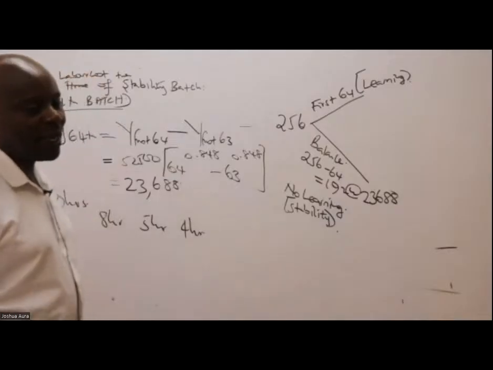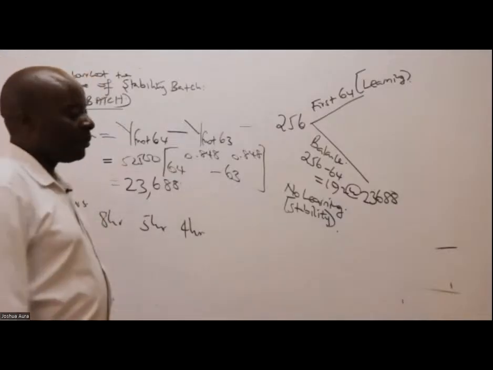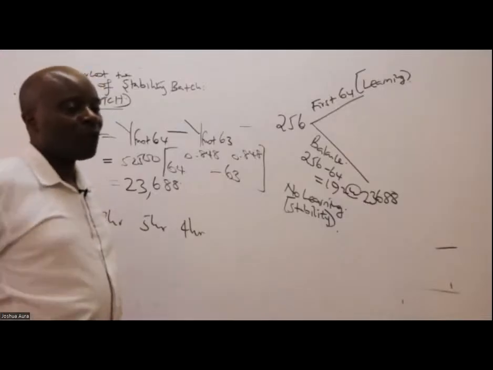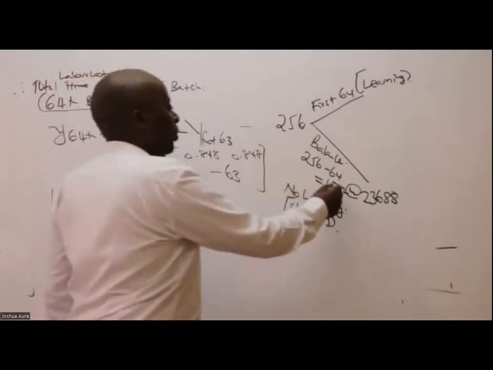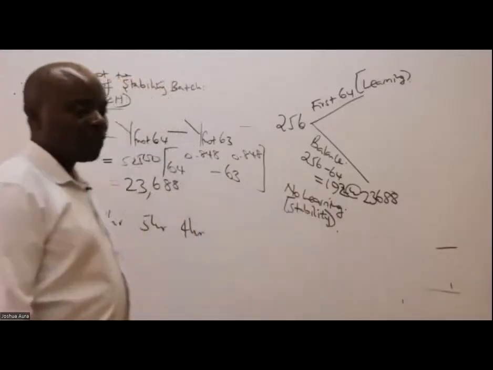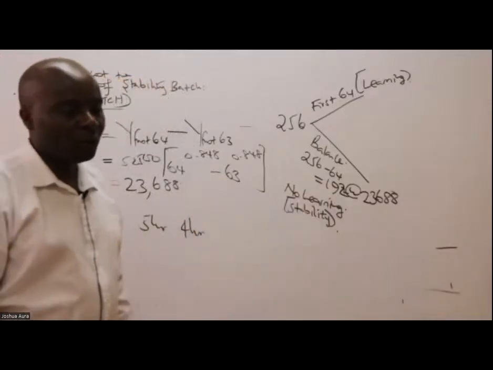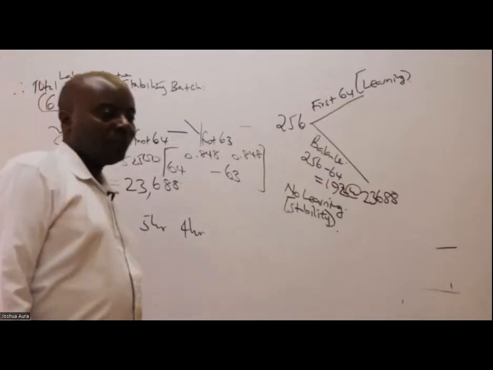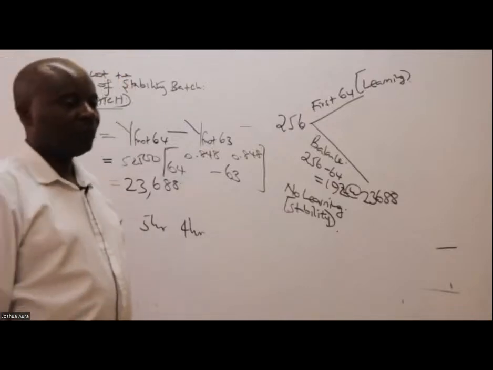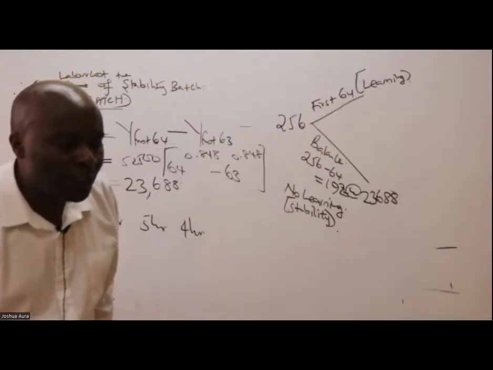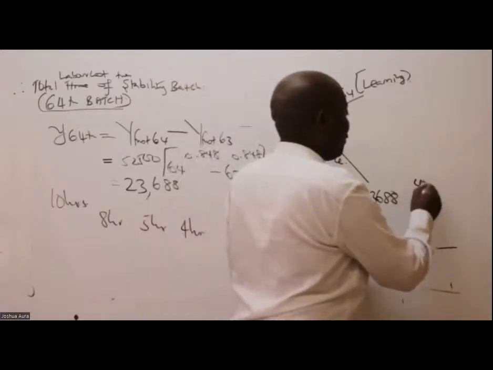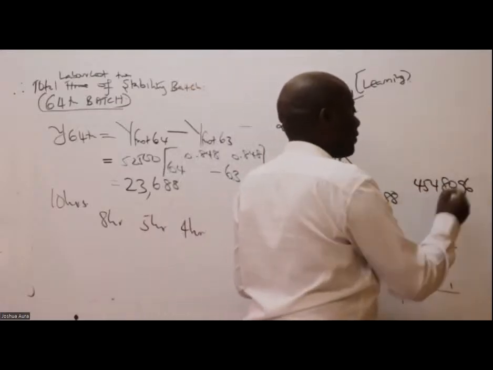Could you kindly give me an answer there? 192 times 23,688 gives me what figure, somebody? 192 times 23,688 gives me what figure here? 454,896.